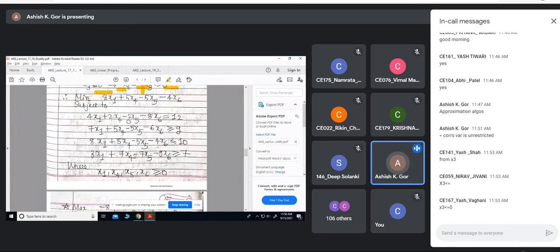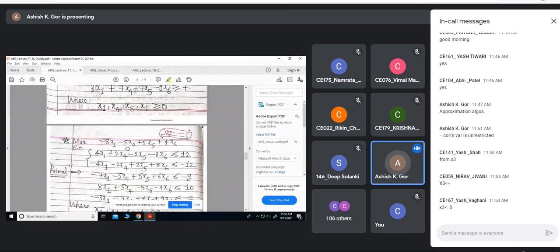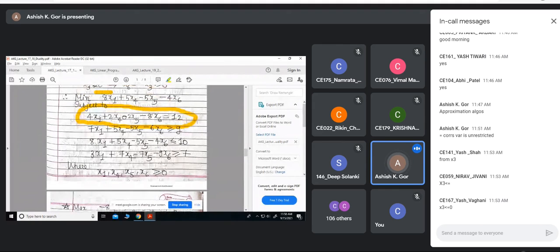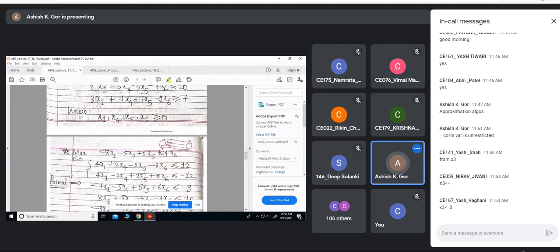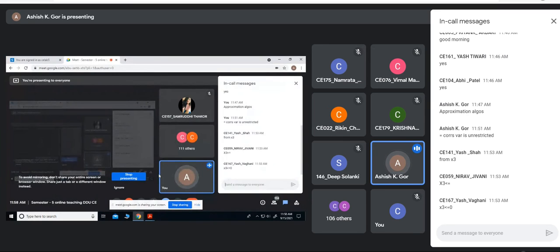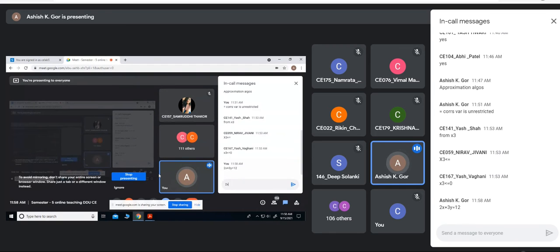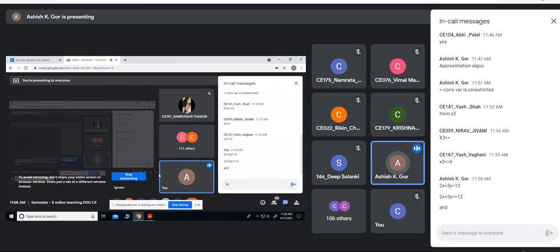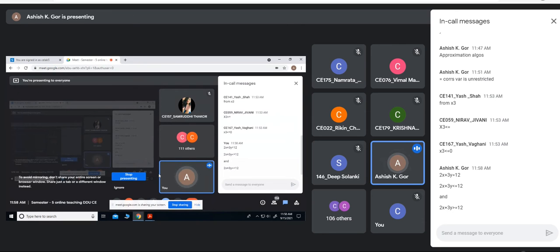Now one more change I have made: replacing this equation by two inequalities. I write 4x1 plus this equals 12 as less than equal to 12 as well as greater than equal to 12. I told you that, right? If it is 2x plus 3y equal to 12, I have to replace it both ways: 2x plus 3y less than equal to 12 and 2x plus 3y greater than equal to 12. Both constraints should be satisfied simultaneously, which means it is exactly the equation. But I can rewrite it like this.